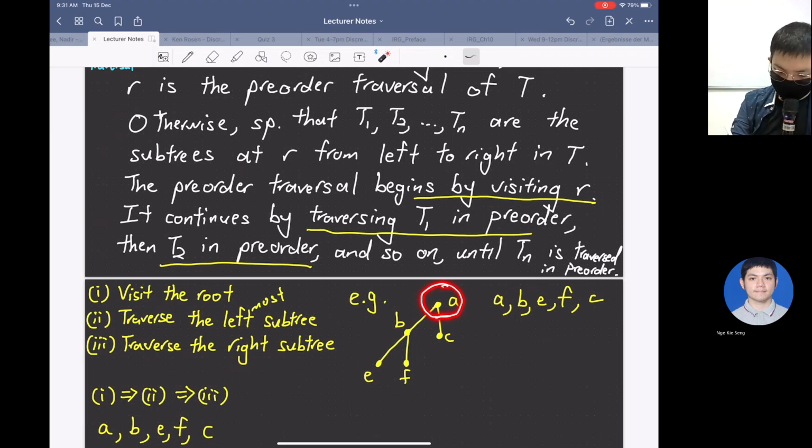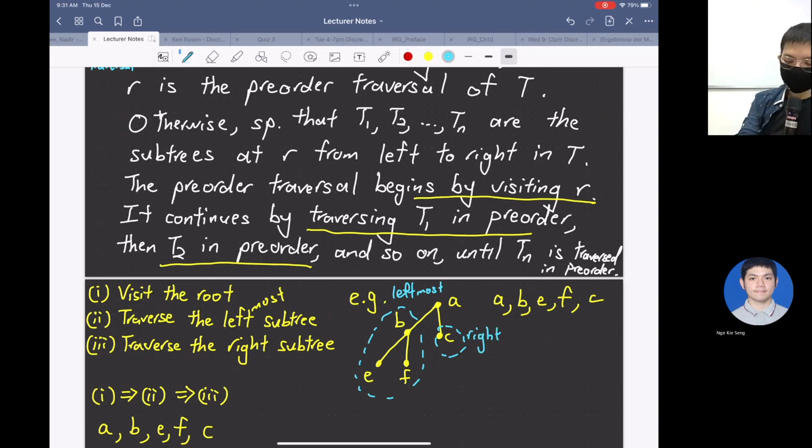So for example, in this case here, you visit the root first, and then you need to break your subtree into the leftmost and all the right ones. So this one is the left, the right. Okay, so you start with visiting the root, traverse the left subtree. When you traverse the left subtree, it is not a vertex yet, so you need to repeat this algorithm. So you need to visit the root, then traverse the leftmost subtree, and then traverse the right subtree. Only when it becomes a vertex can you write down your order.